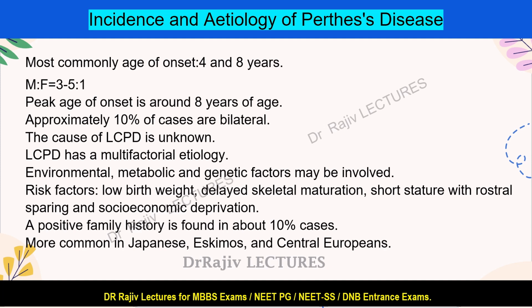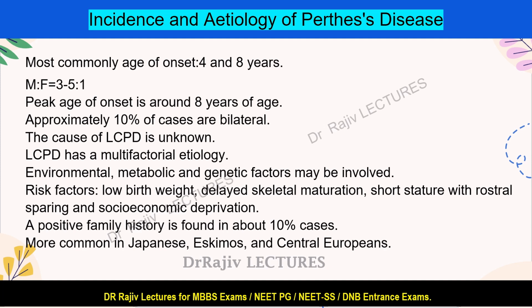Male children are 3 to 5 times more commonly affected. The peak age of onset is around 8 years of age. Approximately 10% of cases are bilateral. The cause of LCPD is not known. LCPD is a multifactorial disease. Environmental, metabolic, and genetic factors are supposed to be involved.